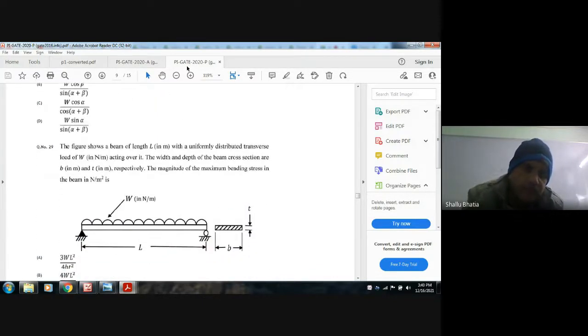Next, the figure shows a beam of length L in meter with a uniformly distributed transverse load of W in Newton per meter acting over it.